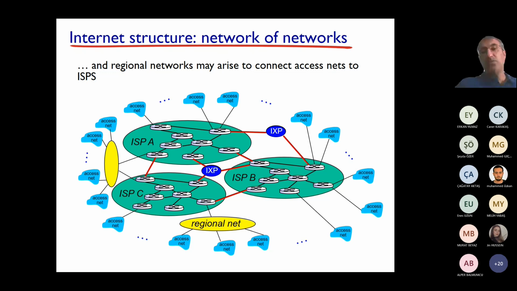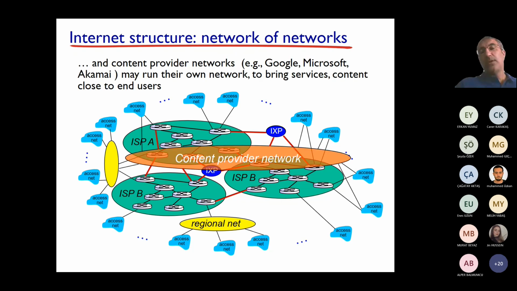So one of them is to utilize the regional networks. So as you see, the regional networks may arise to connect access networks to the ISPs. And on top of that, we have some content provider networks, such as Google, like YouTube, Microsoft, Akamai, and this kind of content provider networks, Skype, they may run their own network to bring services to their end users.